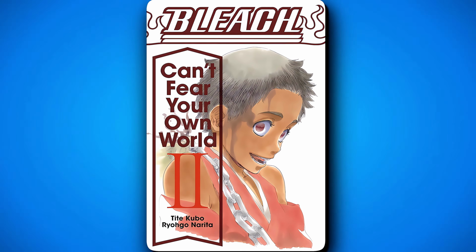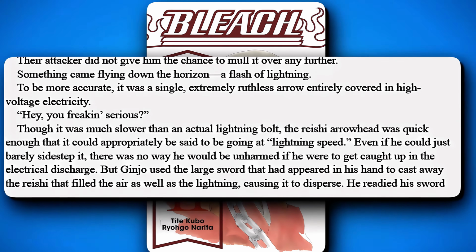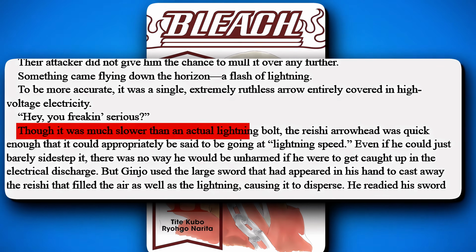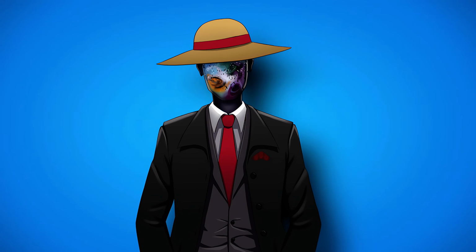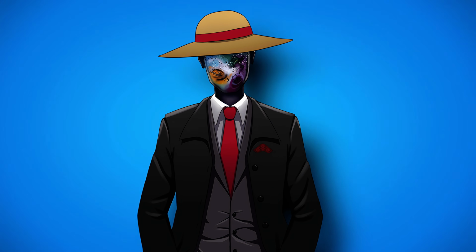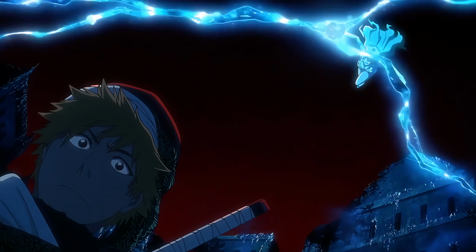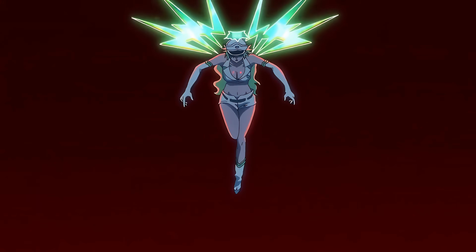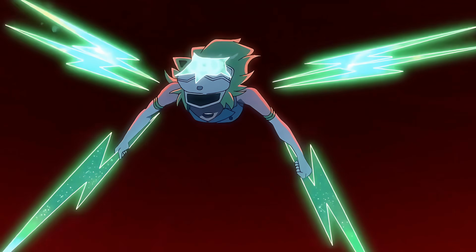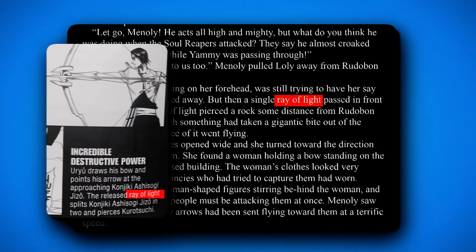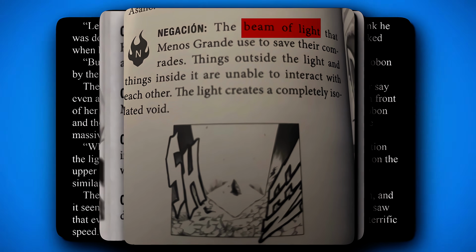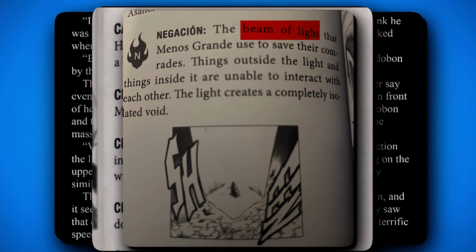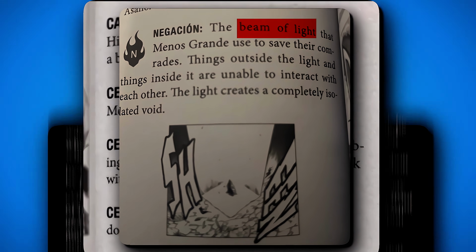But in the Can't Fear Your Own World novels, it's outright stated that her spiritual energy replica of lightning is not as fast as the true natural element of lightning. So, you see, this chronic tendency in certain parts of the power scaling community, particularly in the Bleach fandom, to automatically slap light speed onto anything that so happens to be called light is just completely flawed. Whether it's Quincy Arrows, Cero Blasts, or the Negacion, just because they are called light in their name or description doesn't magically make it move at the speed of light.